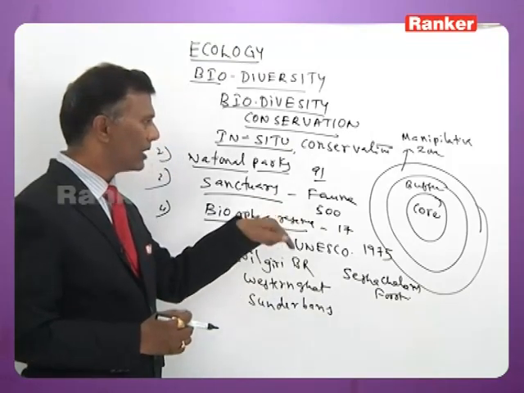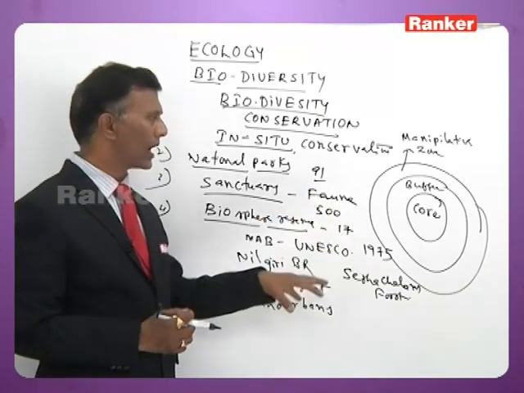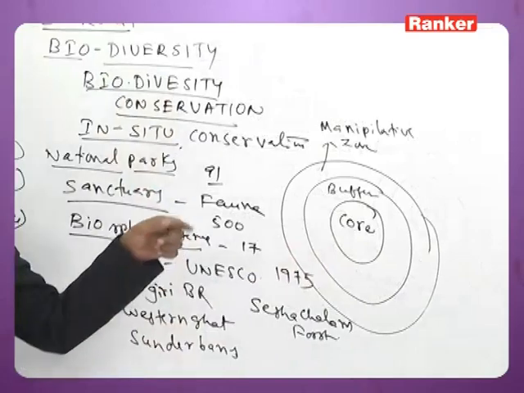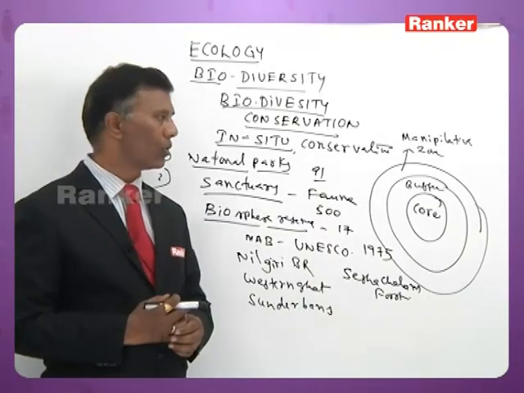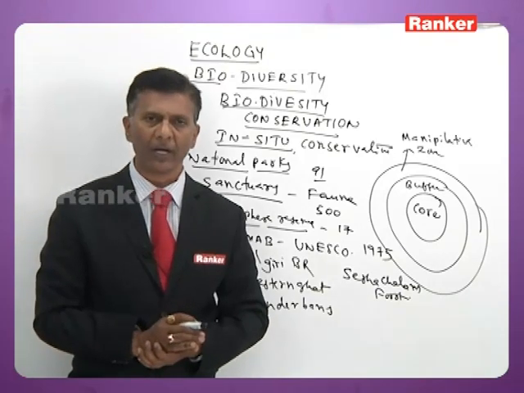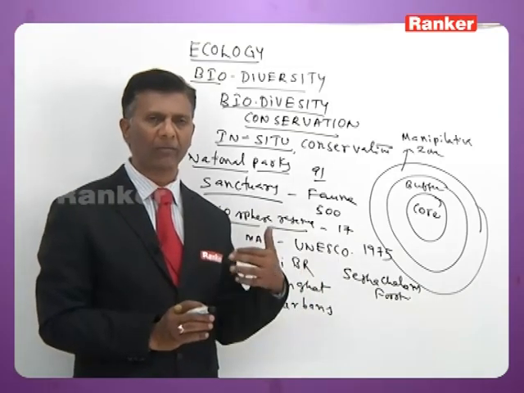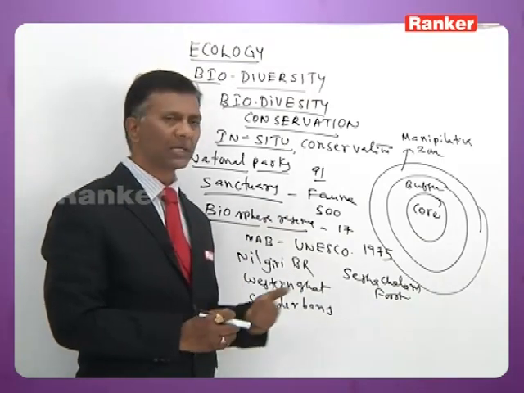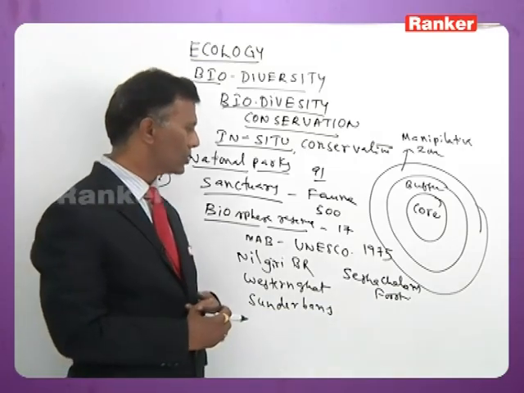So the central zone, exclusively meant for wild animals and plants, where people are not allowed to enter, is the core zone. Next to that you have the buffer zone, where mostly scientific research operations go on. The outermost is the manipulative zone, meant for tribals and other people to have their huts and graze their cattle. Forestry and agricultural activities can also be carried out in the manipulative zone.